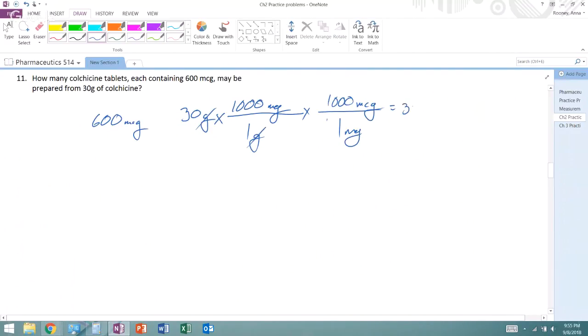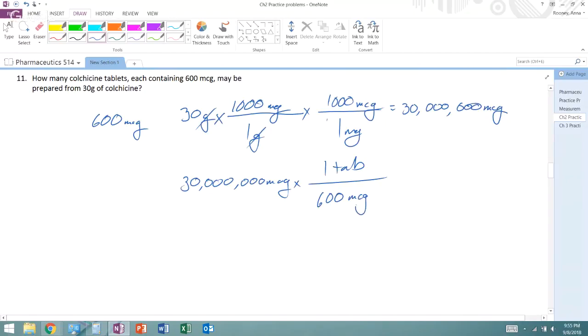Actually, I'm not going the crazy way. I wanted to. All right, so 30 million micrograms of colchicine, and then divide that by 600 micrograms, and then 1 tab, and then 600 micrograms. I personally don't like this many zeros after everything, because then it gets me all confused.